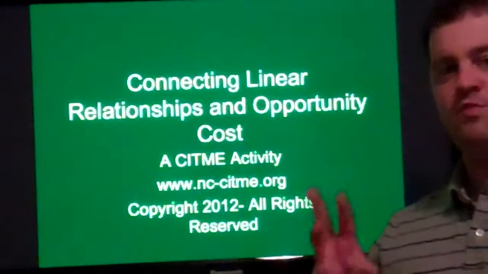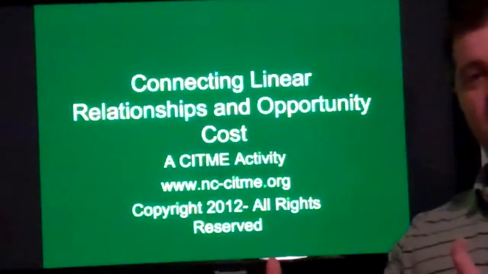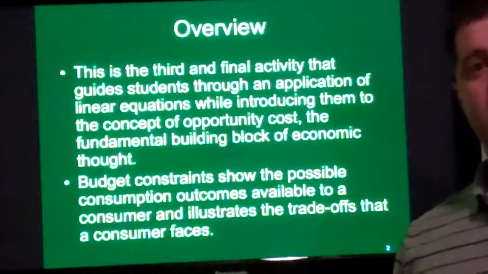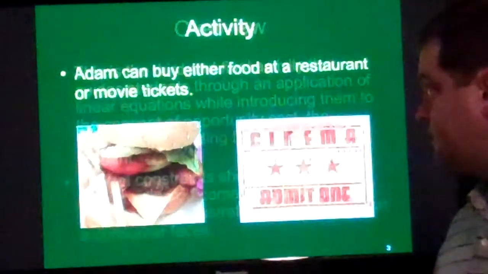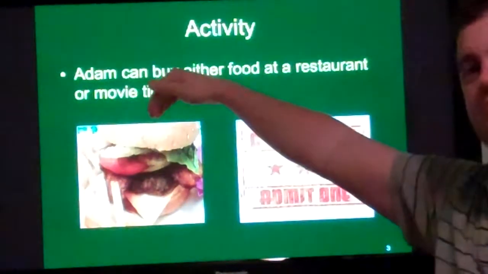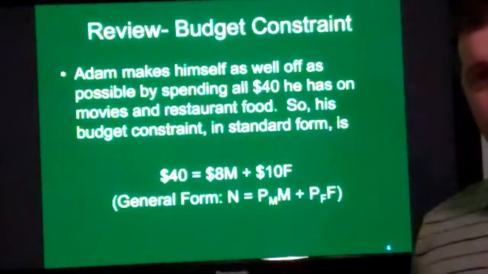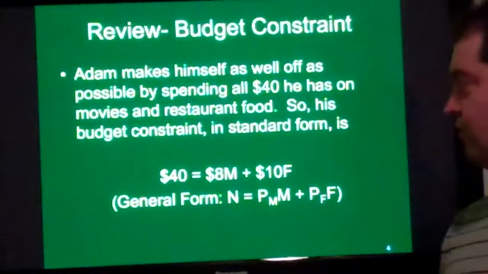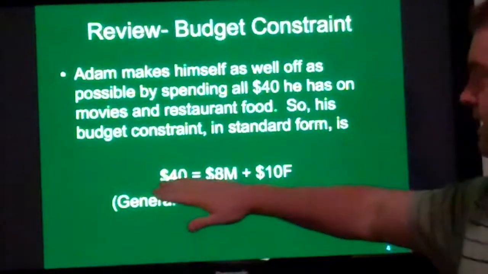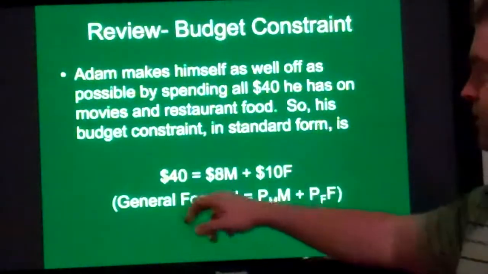Hey students, this is the third of 3 installments on the idea of connecting linear relationships to budgeting. In our first 2 installments, we learned how to construct a budget constraint given that a consumer, a guy named Adam, can either go out to get food at a restaurant or go to movies. We gave him some income. Every month he earns $40 that he can spend on movies or food. Given the prices of a movie or a unit of food, this was his budget constraint.